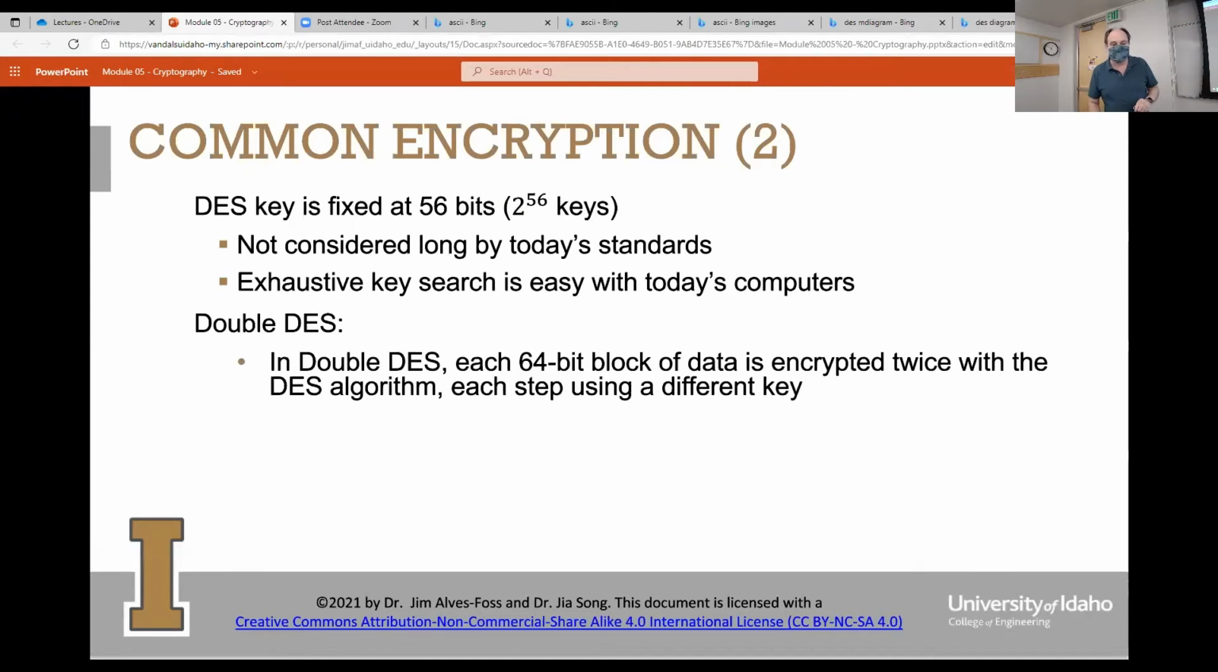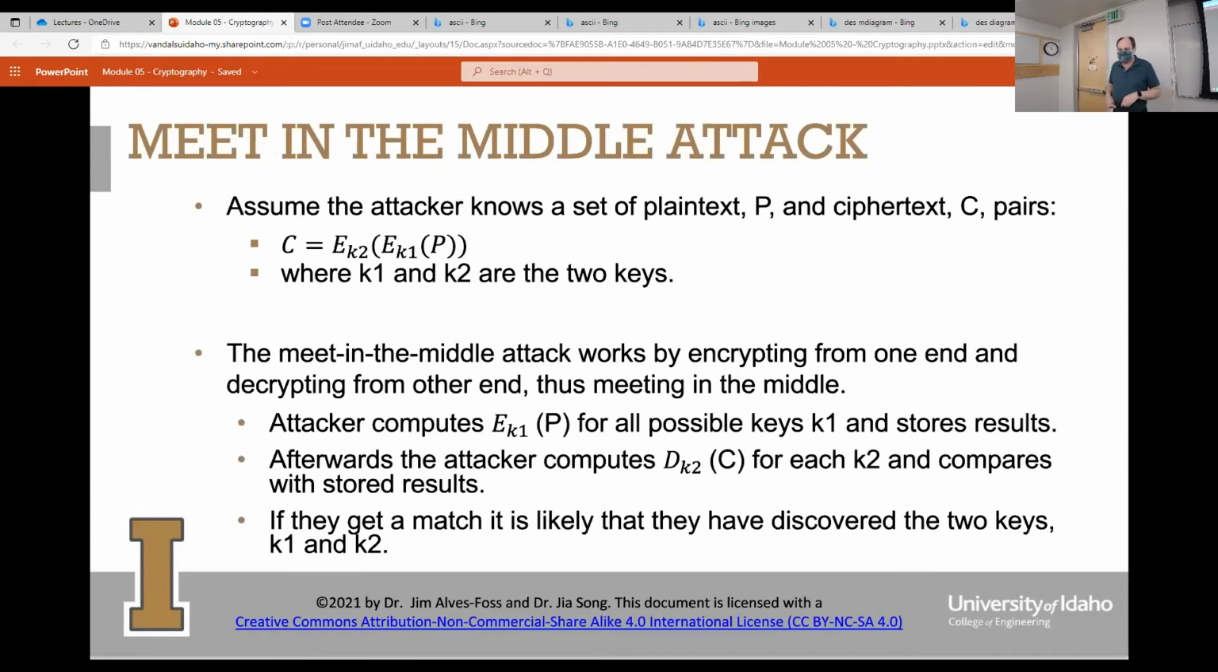All right. There is a problem with DES. There's something called the meet in the middle attack. Assume the attacker knows a set of plain text messages and ciphertext messages, and we have 2 different encryption keys.